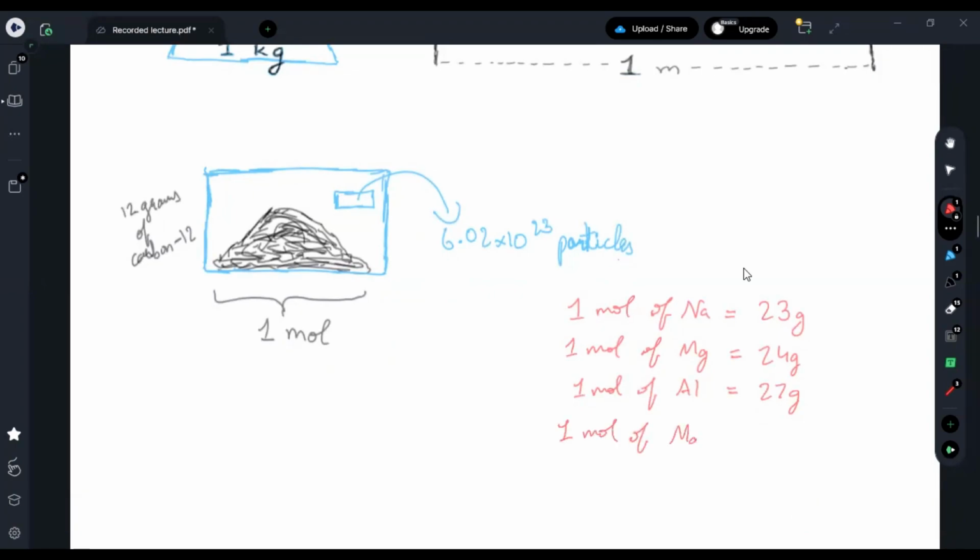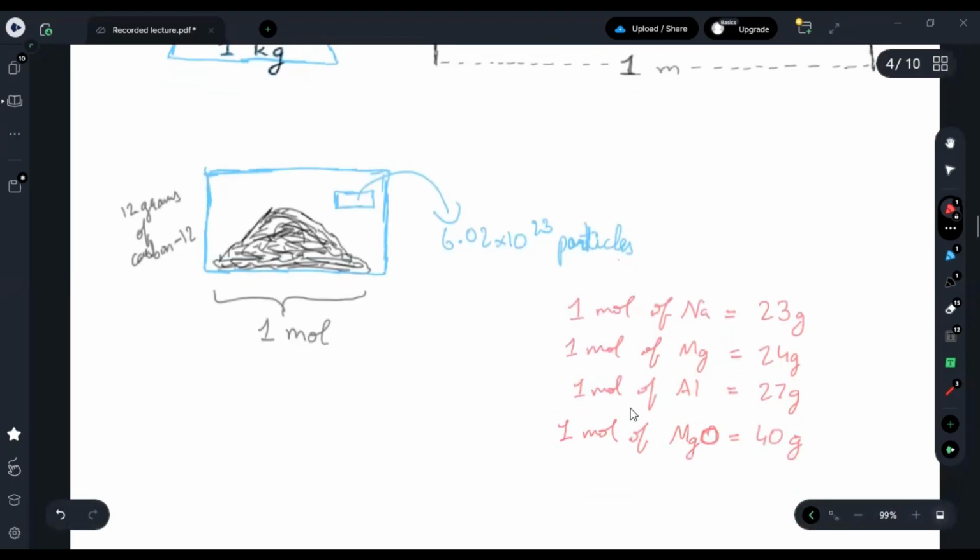Or if you are taking a compound, for instance, 1 mole of MgO, a compound, not a molecule. So this is 24 Ar and this is 16. 24 plus 16 makes 40. So the Mr, the relative formula mass of MgO, is 40. So 1 mole of MgO, when they weighed it, was exactly 40 grams.